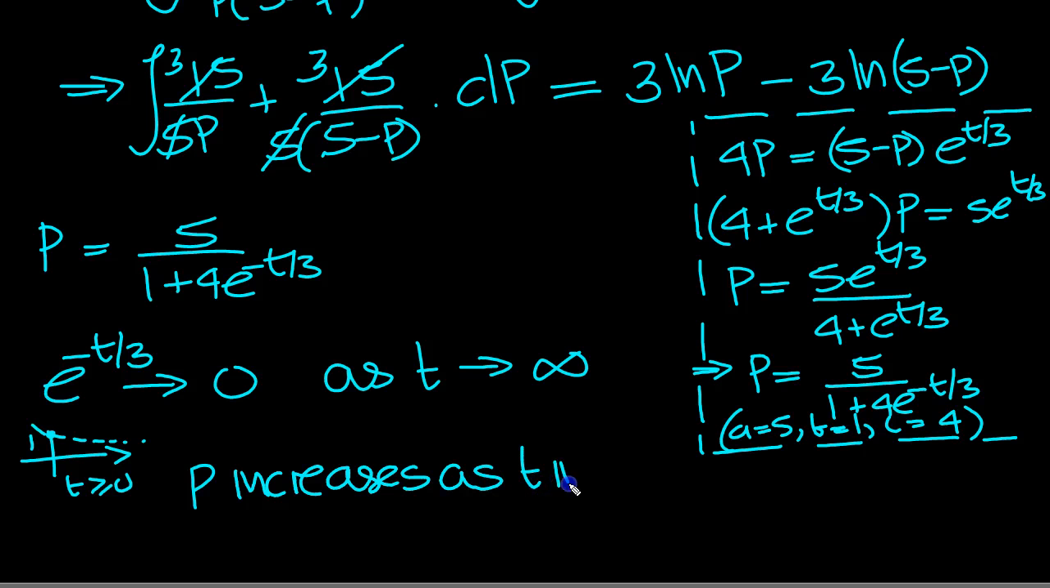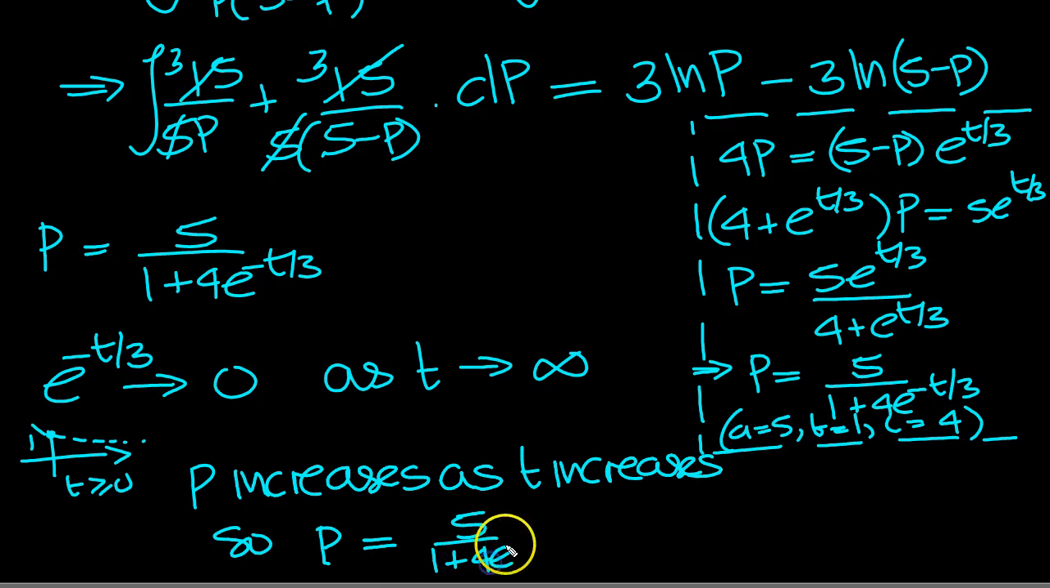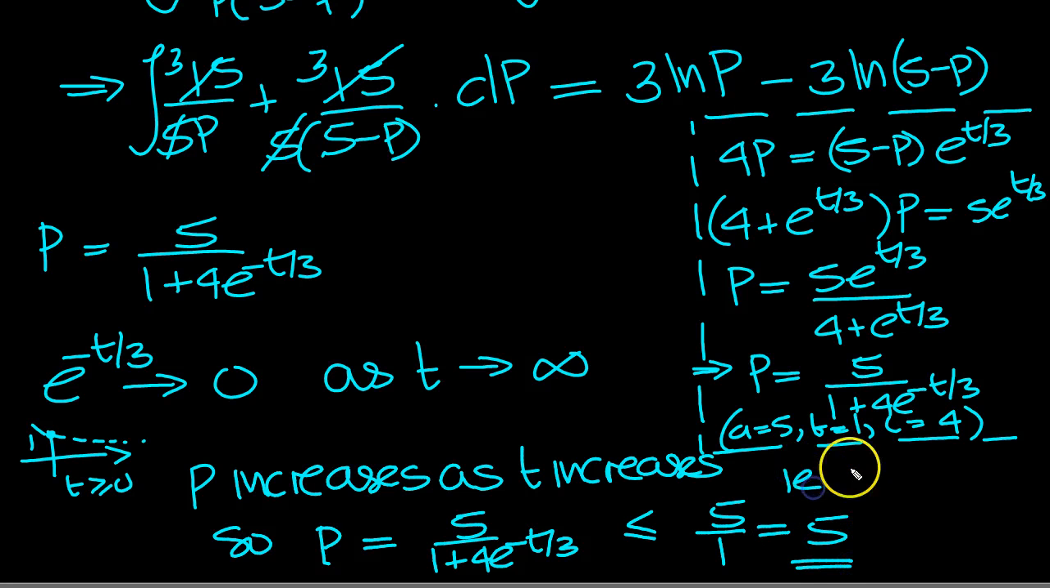So P is equal to 5 over 1 plus 4 e to the minus t over 3, which is always going to be less than or equal to 5 over 1, because this tends to 0. 4 times 0 is tending to 0. 5 over 1 equals 5, i.e. P is less than or equal to 5,000 population.